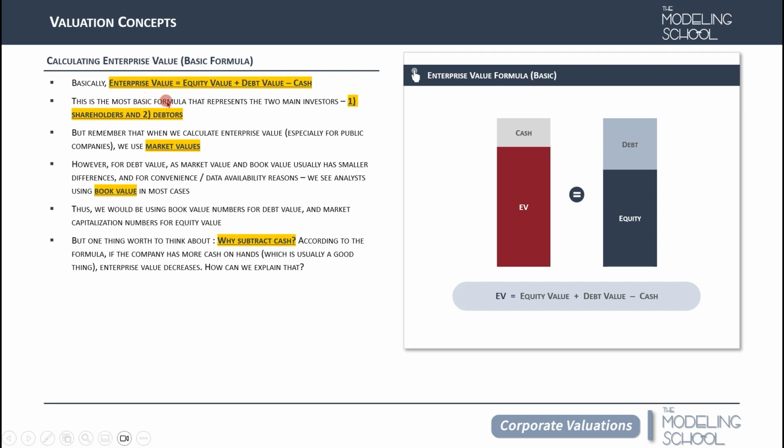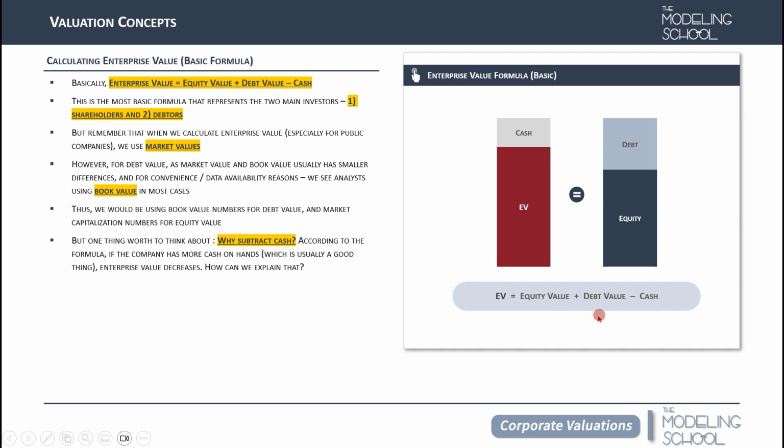It should be generally calculated using this formula. The basic formula looks like this: enterprise value equals equity value plus debt value minus cash. By adding the debt value, it accounts for the value from the perspective of all investors. However, one important thing worth noting is that enterprise value typically refers to market value.